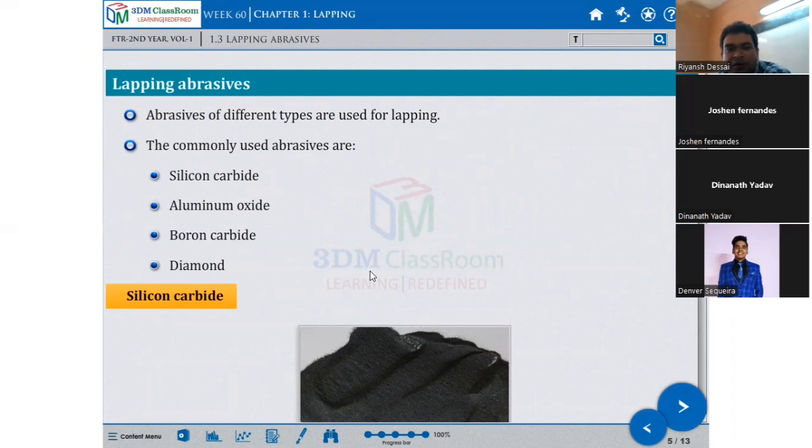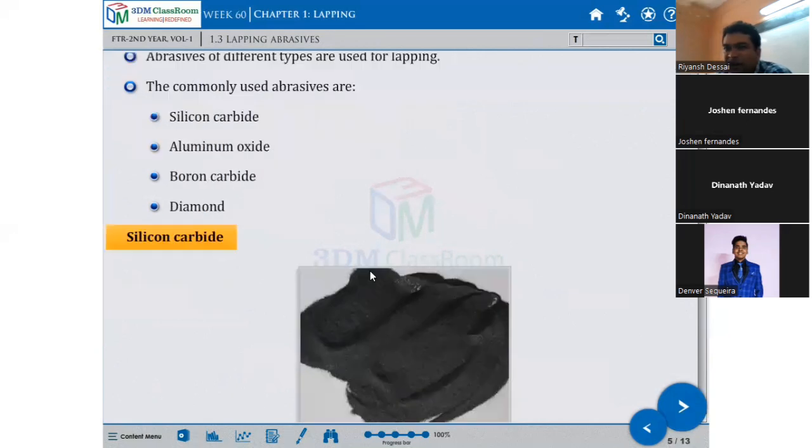For example, commonly used abrasives are silicon carbide, then aluminum oxide, boron carbide, and diamond. Last year when I taught you the grinding topic, grinding wheels, this was mostly covered: silicon carbide, aluminum oxide, boron carbide, and diamond. They are all abrasive particles, like sands. This is required for the lapping process. Otherwise, lapping will not happen.